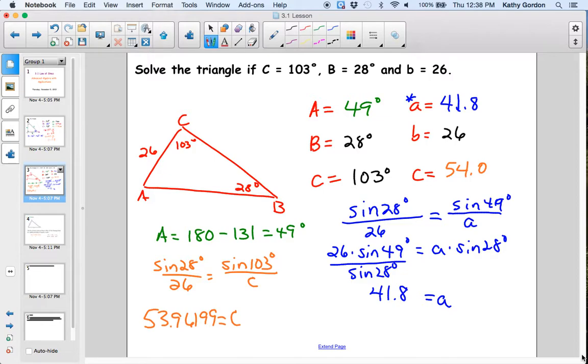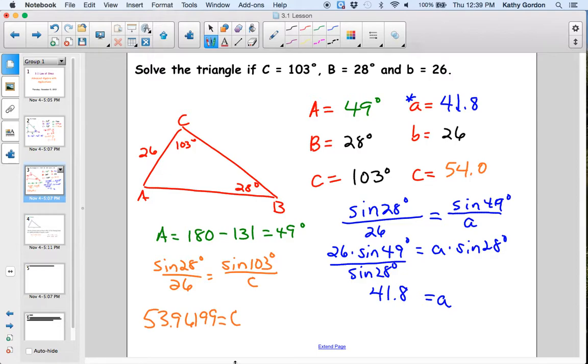How did you get 52.96 again? Because I didn't round anything, I still got 41.7. Because you were taking the sine of 49. We're taking the sine of 103 for C. So you were still getting this answer. Oh, you were still working this one out. We're on 103 now, so you gotta work this one out.